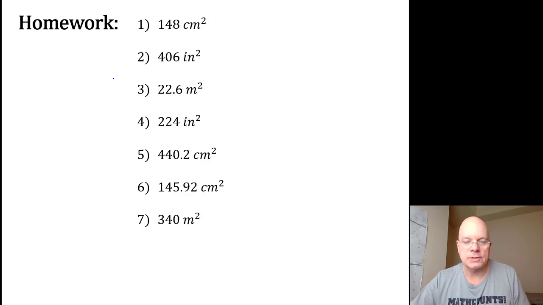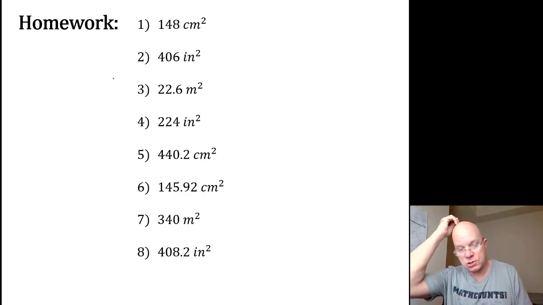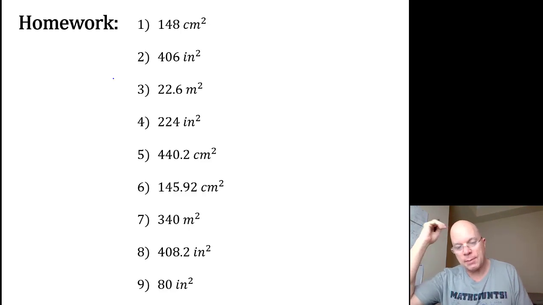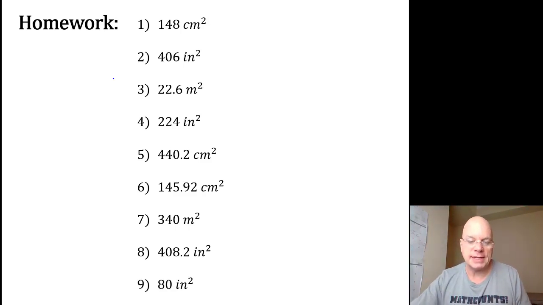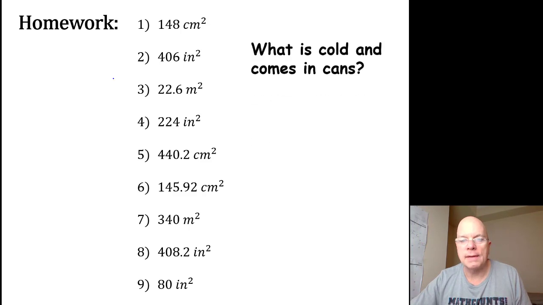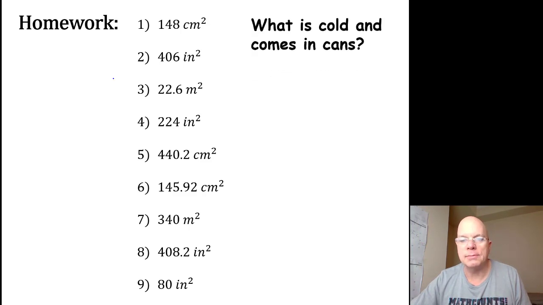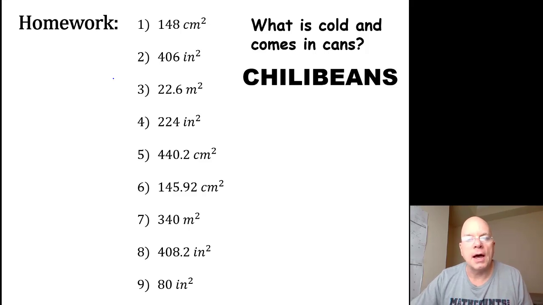Number seven had a surface area of 340 meters squared. Eight had a surface area of 408 and 2/10 inches squared. And number nine had a surface area of 80 inches squared. And the answer to the riddle, what is cold and comes in cans? Chili beans, of course.